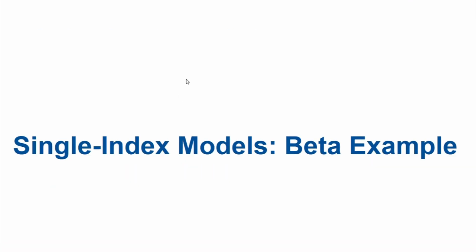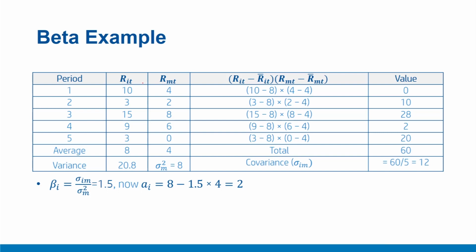Single index models beta example. In this video, we'll try to understand computation of beta in the presence of single index models. In our previous discussion on a similar example, we assumed beta to be given, but let's try to examine beta now. In the example, we have been given values of RIt for these 5 periods. We have our return values, market returns for these same periods. So first, we can compute the average values of market return, which is 4%, and security return 8%.